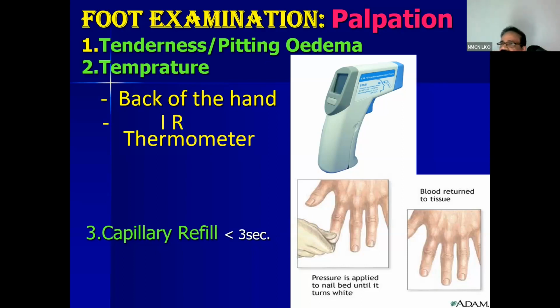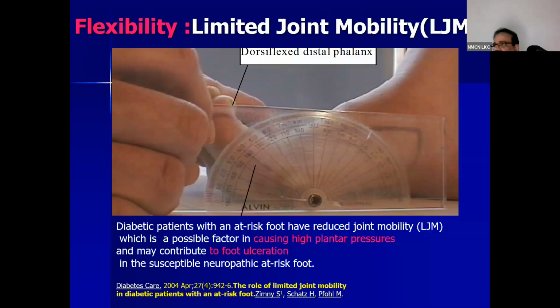If there is a blanching of the toe, and once you remove the pressure, the capillary should fill. So it should become pink again from the white after pressing. If it takes more than 3 seconds, that means the capillary refill is delayed and chances of peripheral vascular disease are there, particularly small vessel disease.